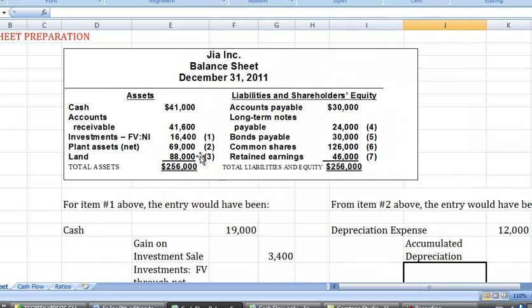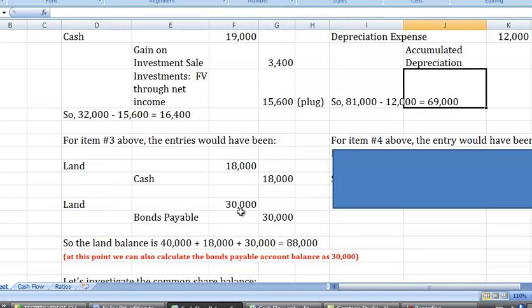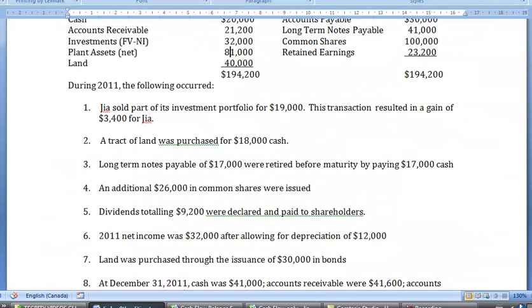Now let's look at how we got our value for land. Again, this was one of the reasons why I like to go through some of the data with you and explain where it's going to fit in and how it's going to affect the account balances as we were analyzing the beginning of the question. Because you know that in your question, they told you that you bought a tract of land for $18,000 cash, and it also said that land was purchased throughout the year by issuing bonds. So we had a cash flow impact here, but a non-cash impact here when we bought land.